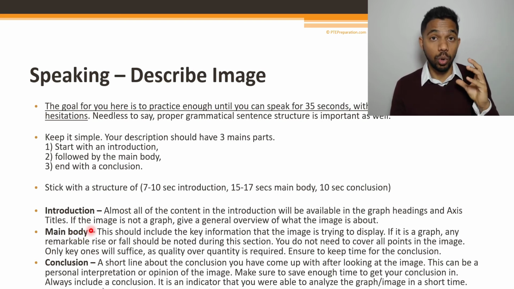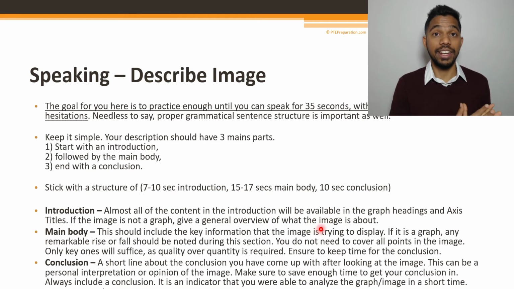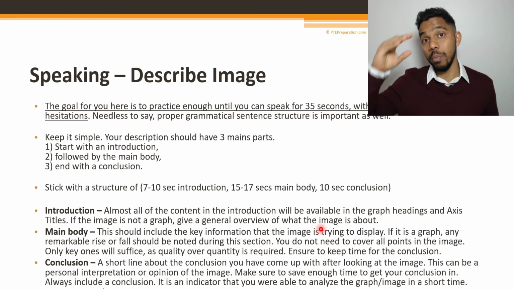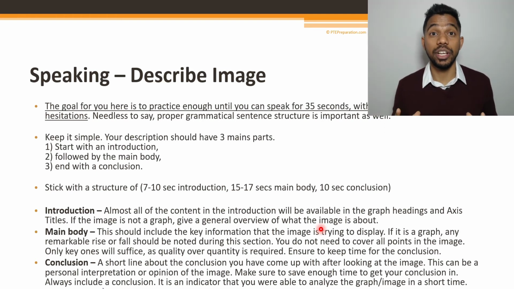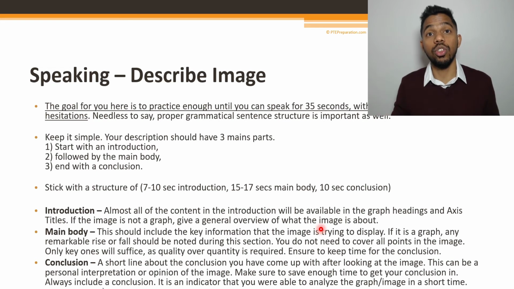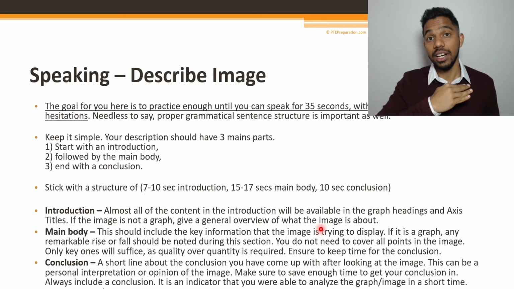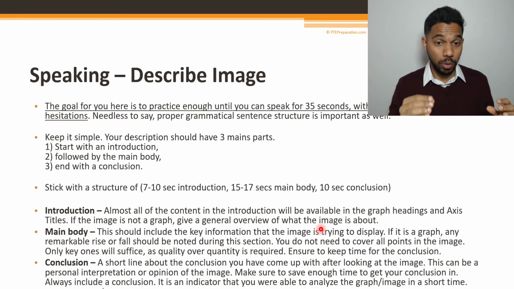Now within the main body, you only talk about the key information that the image is trying to display. So if it's a graph, if there are any major highs or major lows, those are the things that you want to talk about in the main body. Now if you get complex graphs, there may be many elements going on in the graph, and people get confused about what they should talk about. But no matter how complex the graph is, your job is to just look at 1 or 2 or maybe even 3 elements that really stand out and catch your eye. Typically this will be a high point if it's a graph, or a low point, or any increase. You can talk about that in your main body.